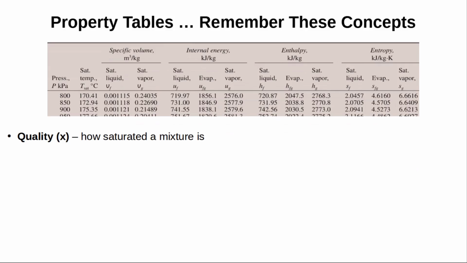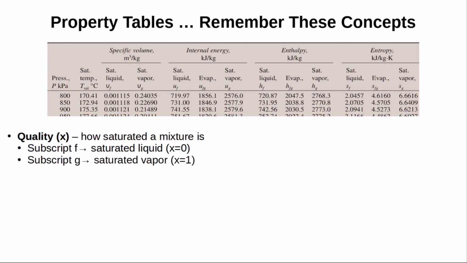The quality of a mixture states how saturated a mixture is. If you see a subscript F in the table, that means it's a saturated liquid, or quality equal to 0. If you see a G, it's a saturated vapor, or quality equal to 1. If it's a mixture, the quality will be between 0 and 1. And you can use a formula like this to get the mixture property value.